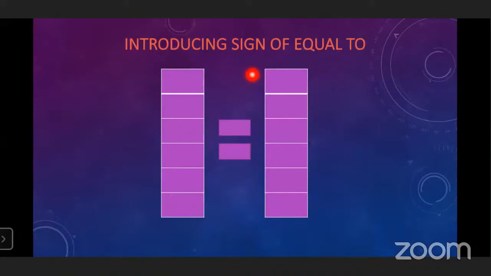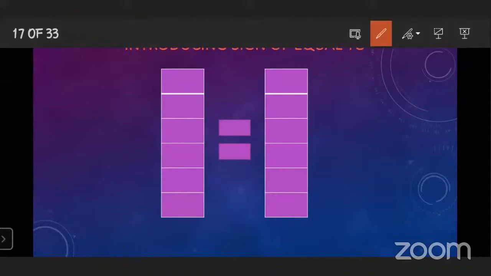Now the next one is the sign of equal to. Equal to means both the numbers are equal in quantity. So now in this picture, how many boxes are on the left side, the first side? Six. And on the other side also, how many boxes? Six boxes.